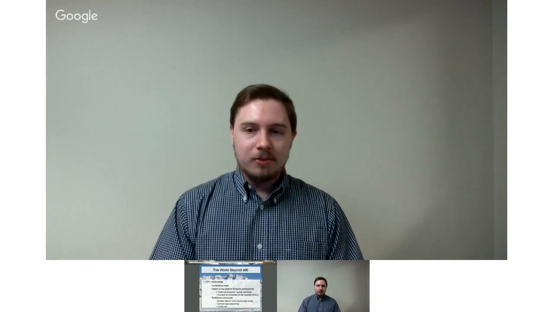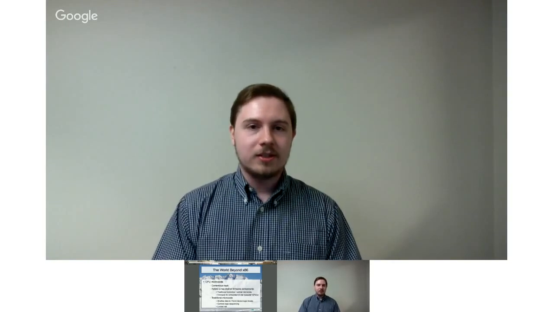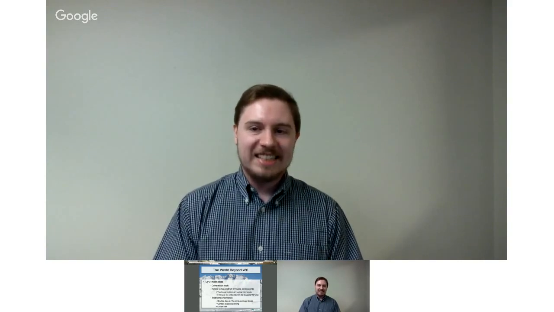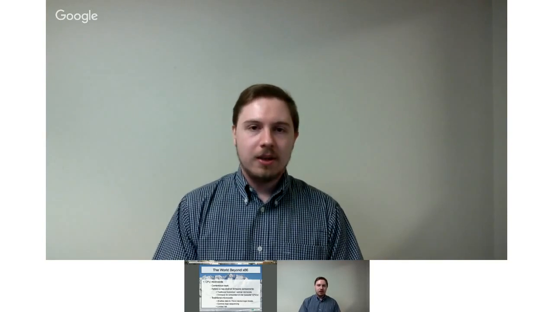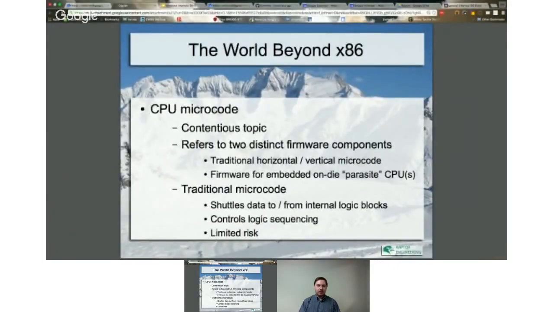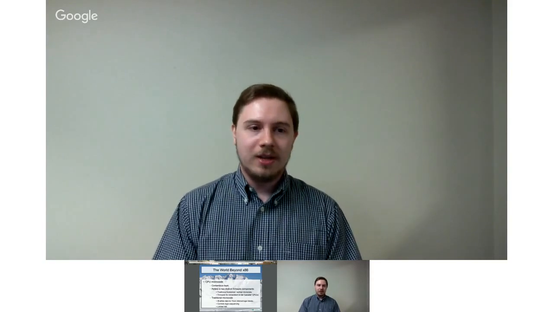Next slide, please. I'd like to delve into the realm of CPU microcode for a moment. This is a somewhat contentious topic within the Libre software community. It refers to two distinct components. This is traditional microcode, horizontal, vertical. This is, in some ways, more akin to an FPGA bitstream, and in some ways, it's traditional microprogramming. This is not generally Turing complete or anything that could really be used to host malware.